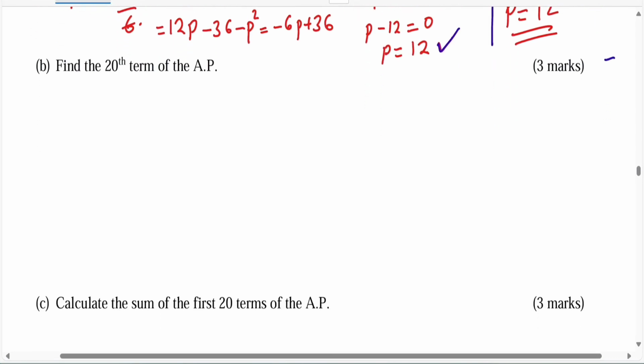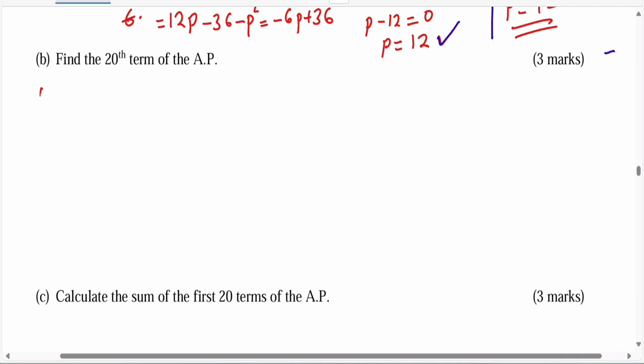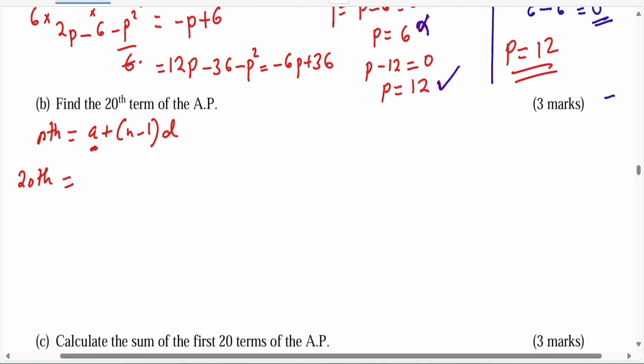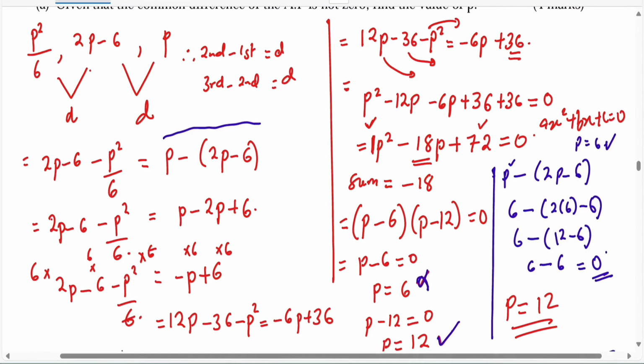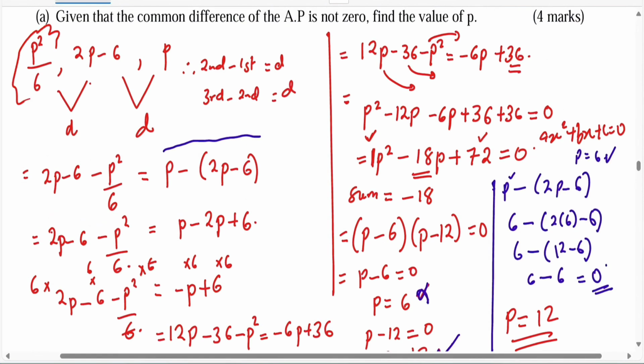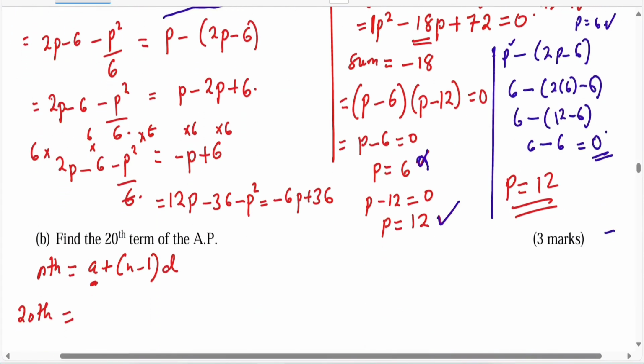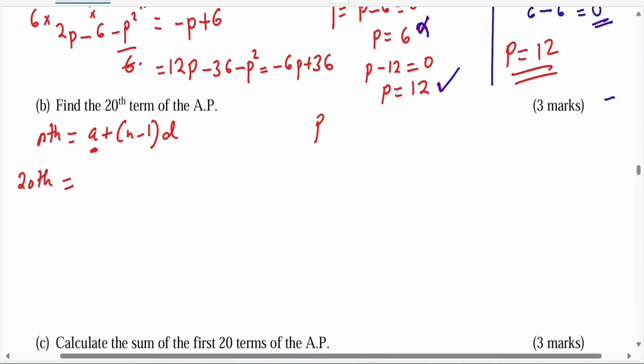Question B, you are asked to find the 20th term of the AP, which is very easy. To find the nth term you will use this formula: a plus n minus 1 times d. Okay? So you are finding the 20th term. But first we must know what our a is. Right? And our a was given by the expression p squared over 6. That was our a. So here you are finding a. Our a is given by this p squared over 6. So p you already know is 12. So 12 squared divided by 6.